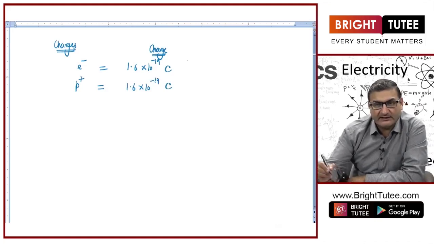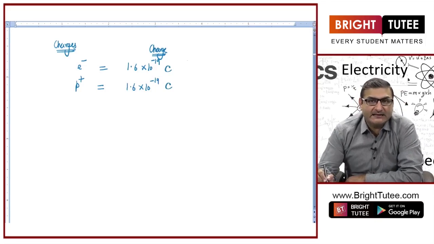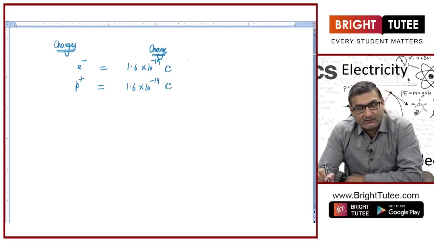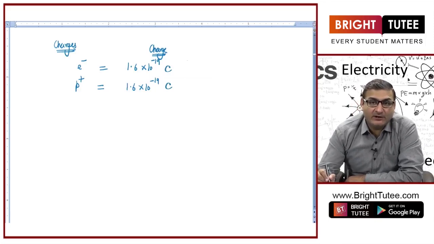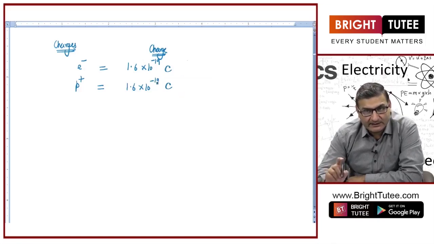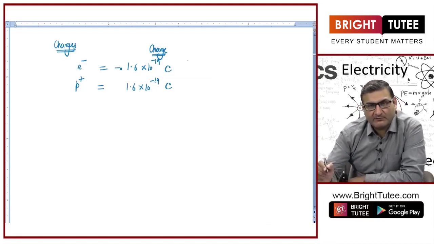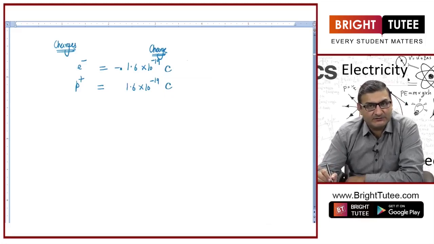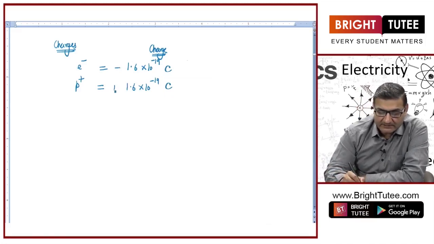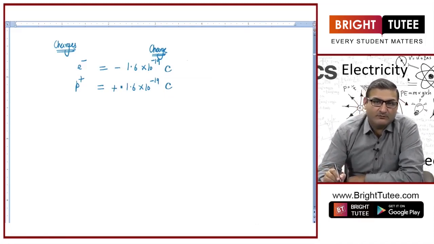You have studied earlier in 9th class that equal and opposite charges are present in an atom. The electron and protons carry an equal and opposite charge. Now, the charge on both of the particles, electrons and protons, is the same. The difference is, on an electron this is a negative 1.6 into 10 to the power minus 19 Coulomb charge, and on a proton it is a positive 1.6 into 10 to the power minus 19 Coulomb charge.